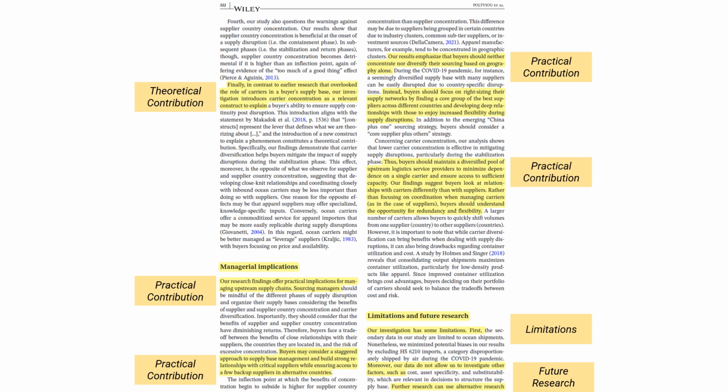Next, under the title Managerial Implications, the authors also discuss the practical contributions or implications that arise from their research. This is exemplified by the following formulation. Our research findings offer practical implications for managing upstream supply chains. Sourcing managers should be mindful, and so on and so forth.